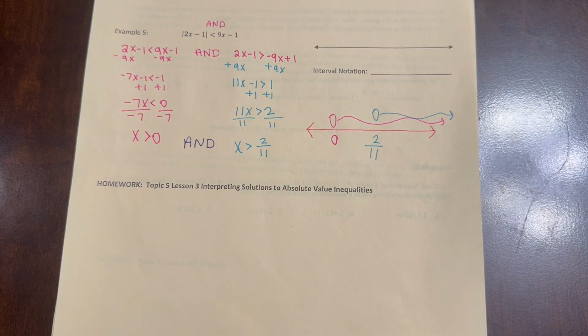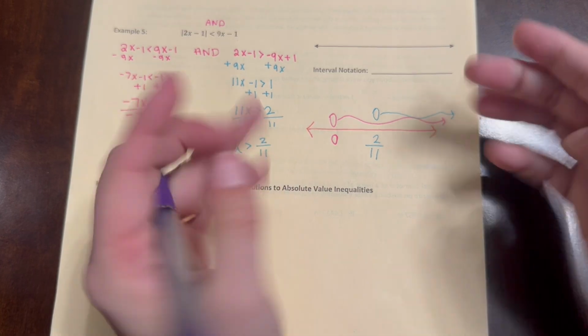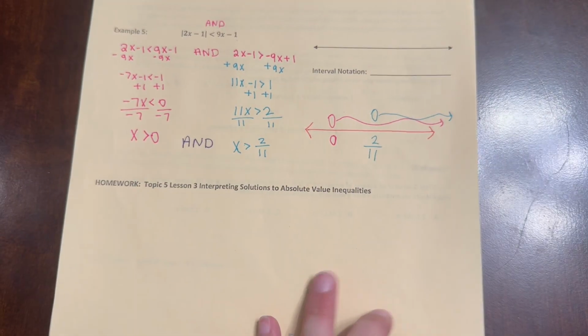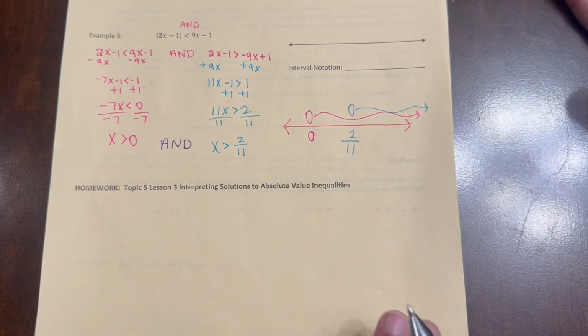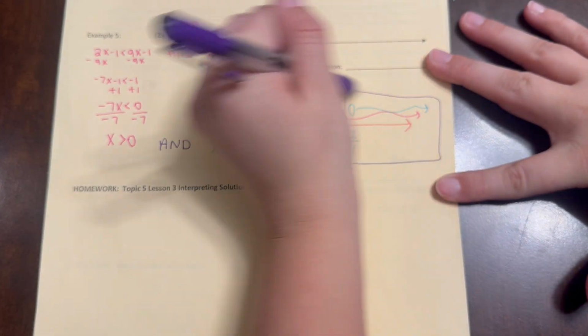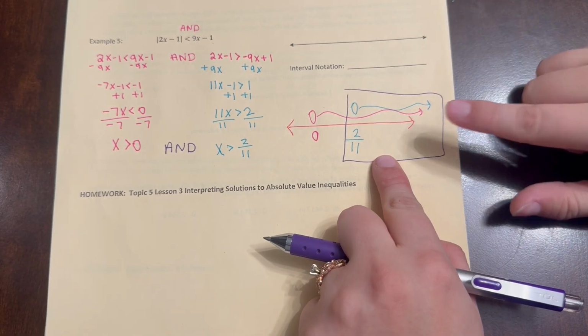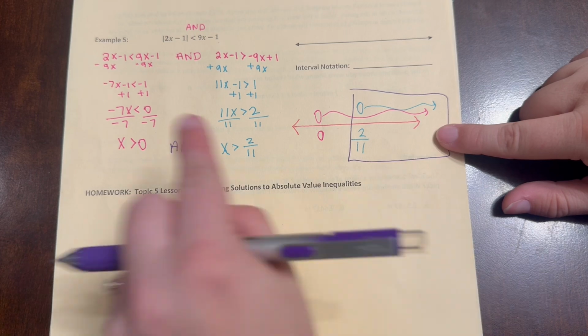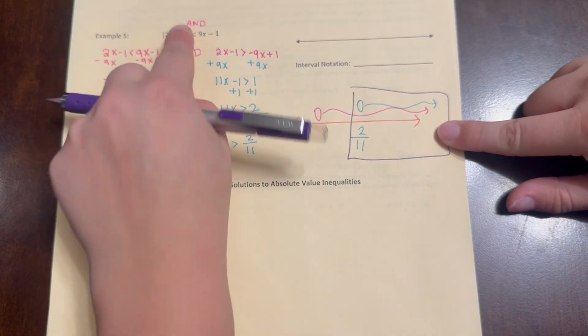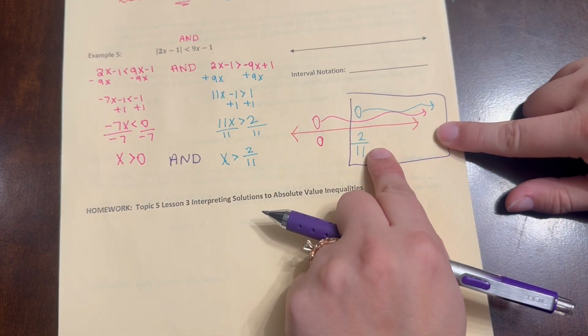And so this is a little different than everything we saw yesterday, because everything we saw yesterday, the overlap was in the middle, but this is to show you that the overlap can be on the side. So this is where our overlap is. This is where our inequalities are true at the same time. So this is where our answers are. Because it's an and, we had to look for the overlap.